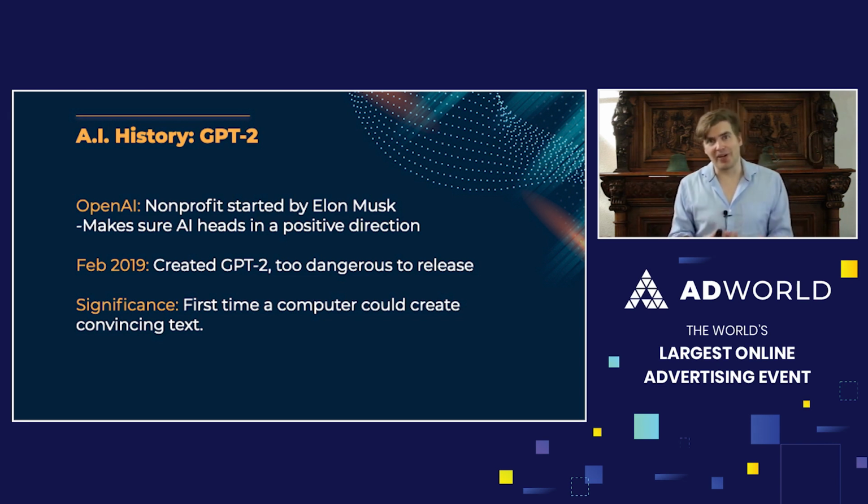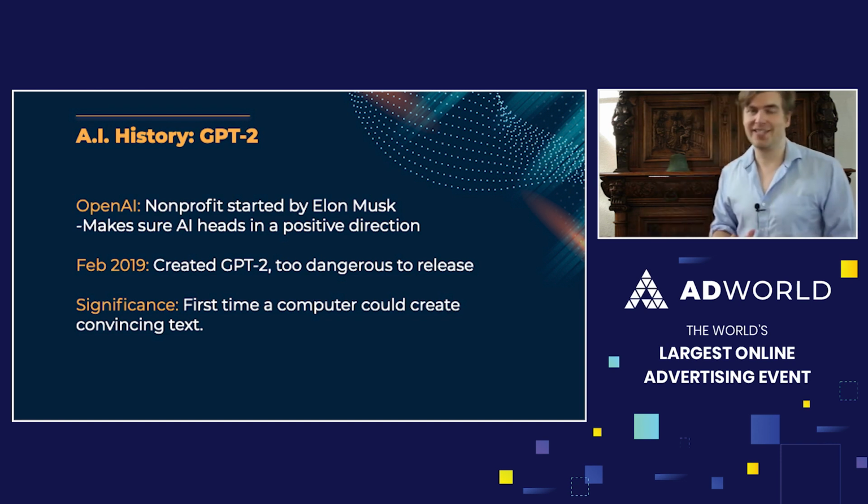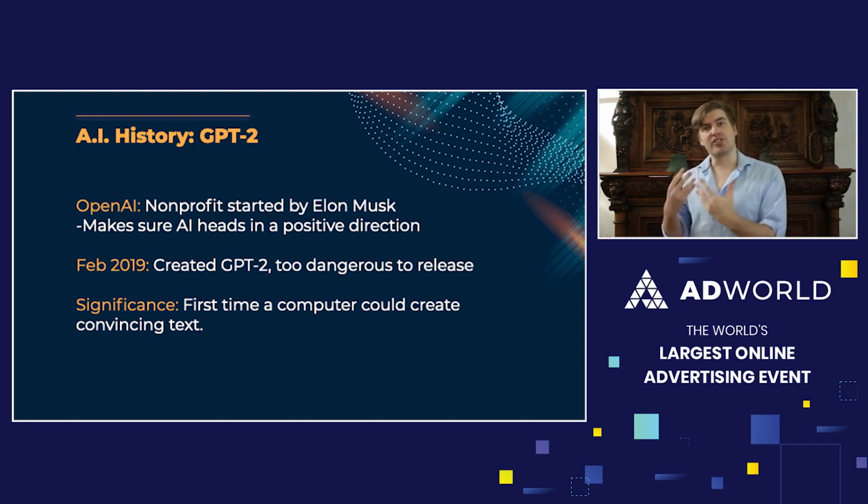So in February of 2019, OpenAI created GPT-2, and they said that it was too dangerous to release because they thought that people would use it to create fake news because it can generate documents instantly, and so they thought that people would flood the internet with fake news. So that didn't happen, but this was a really significant development in AI because it was the first time a computer could create text that looks human. Before GPT-2 came out, most AI-generated text looked really robotic. It didn't feel human, and GPT-2 changed all of that.